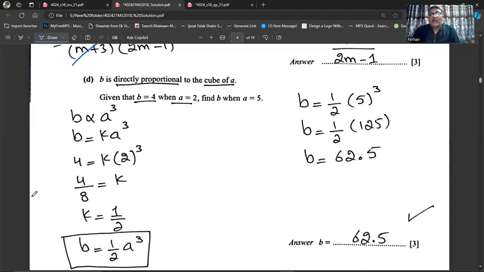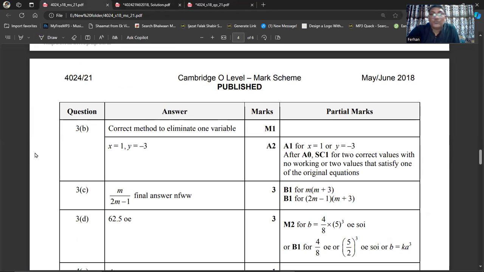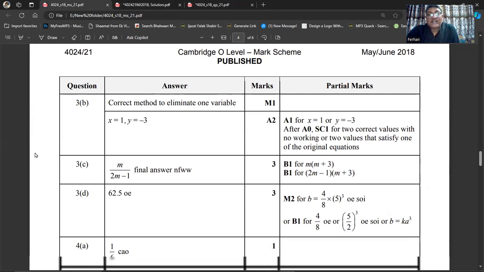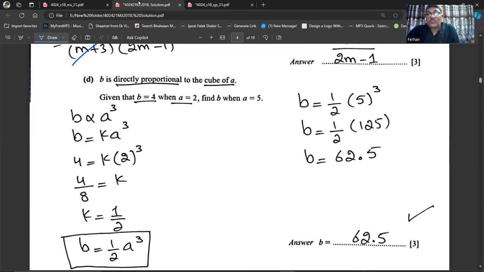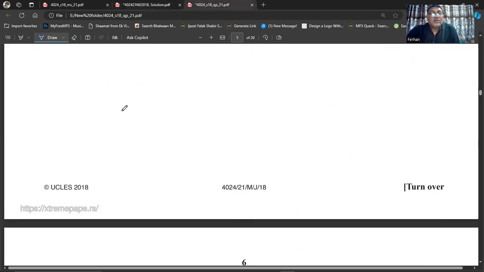Now I know the formula which relates B and A. Their question is find B when A is equal to 5. So B will be equal to 1 by 2 into 5 cube. 5 cube is 5 multiplied by 5 multiplied by 5, that is 125. So B will be equal to 1 by 2 multiplied with 125, 125 divided by 2, that is 62.5. So the value of B is 62.5. Question number 3, D part, 62.5. And that is the right answer, sir. You can look at the marking scheme. This is how this is done. You can pause the video if you want more time.